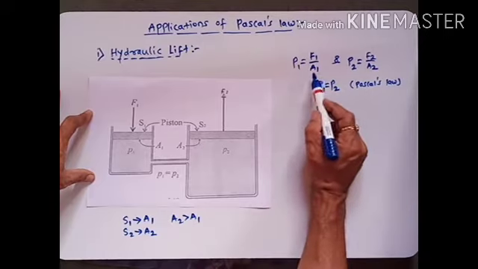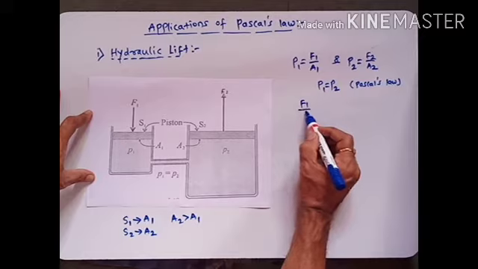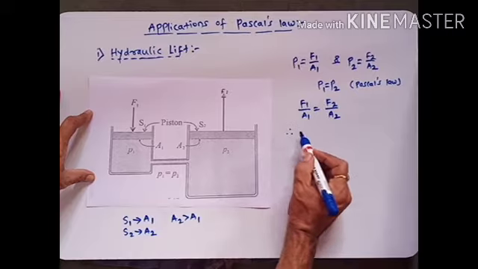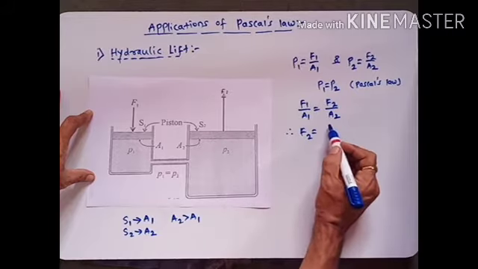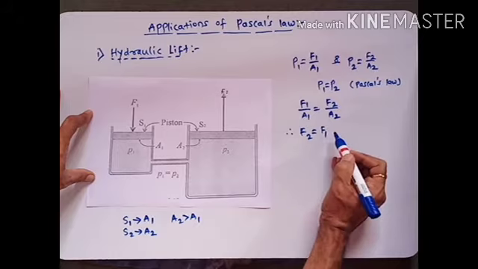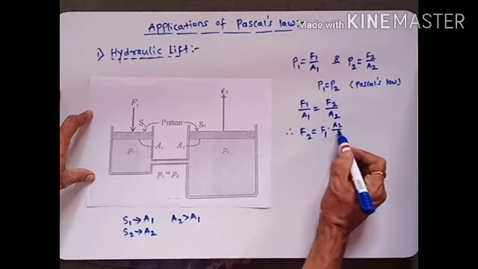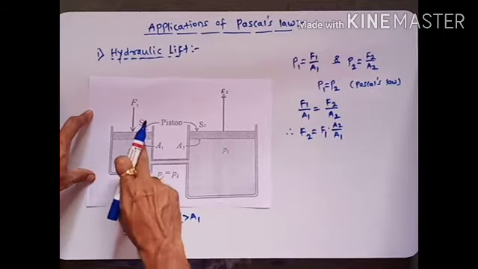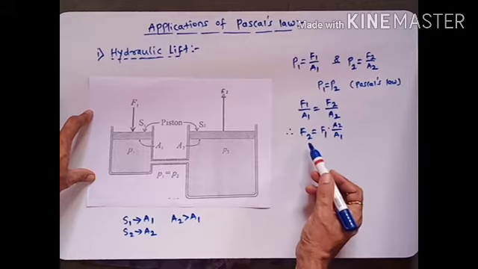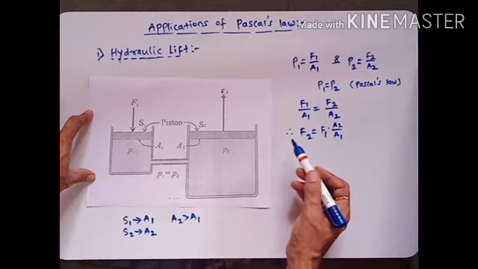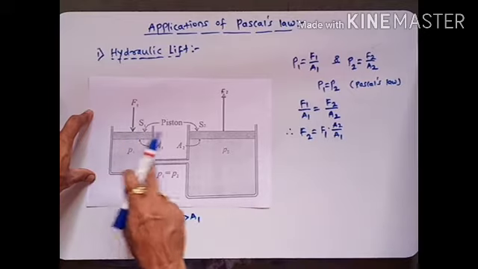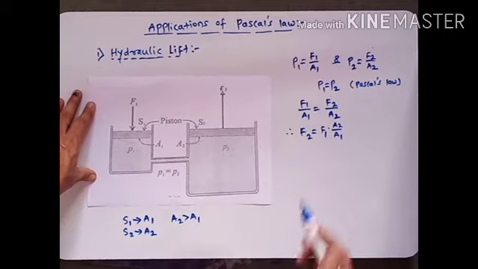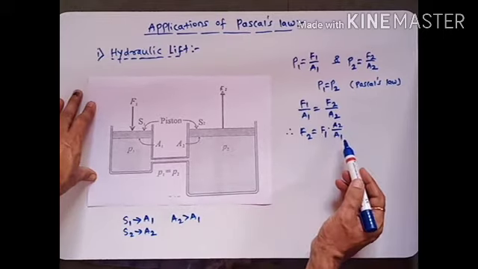Now we put these values of P1 and P2 here. Then we get F1 upon A1 is equal to F2 upon A2. If we solve this, we get F2 is equal to F1 into A2 upon A1. Now F1 is the applied force in the downward direction on the S1 piston, and F2 is the resultant force, or the effect of this force F1. Force F2 is on S2 in the upward direction.